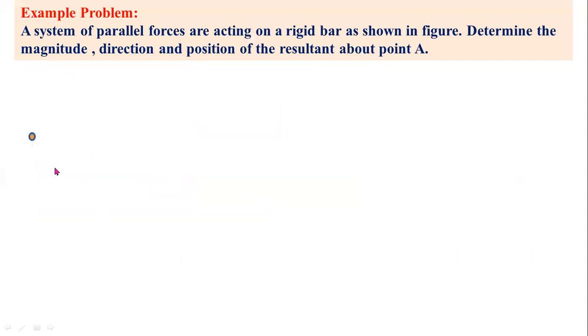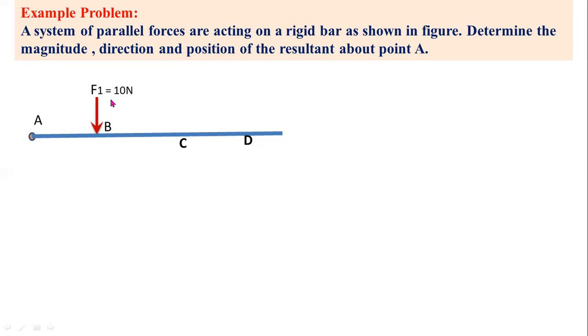This is example problem 1. This is the question: a system of parallel forces is acting on a rigid bar as shown in the figure. Determine the magnitude, direction, and position of the resultant about the point A. In this question, you have to find the magnitude, direction, and position of the resultant. Here the diagram is given, with point A, point B, point C, point D. These are the four points.